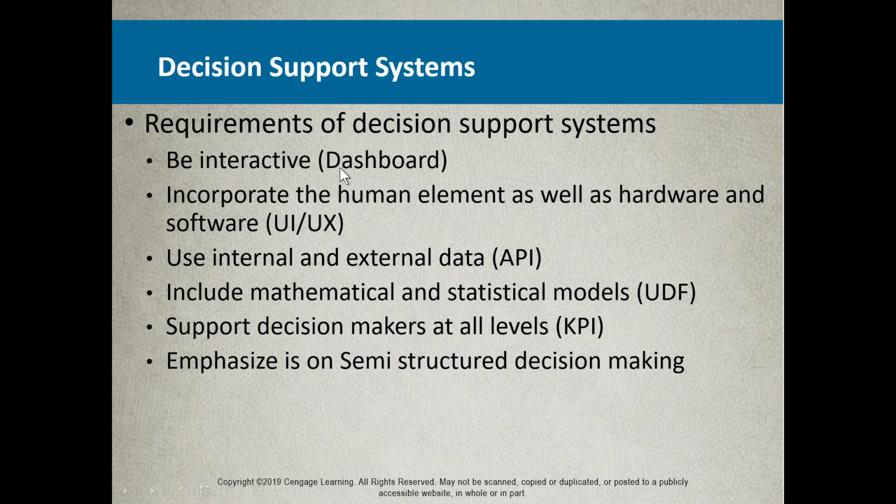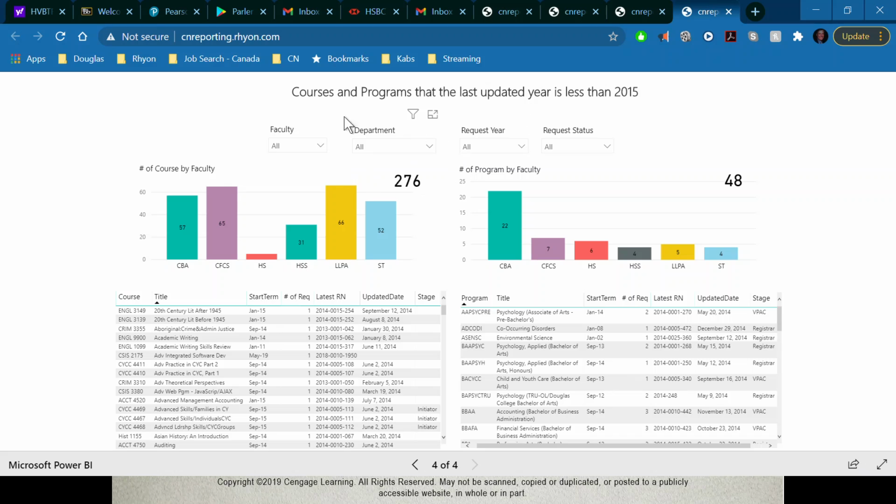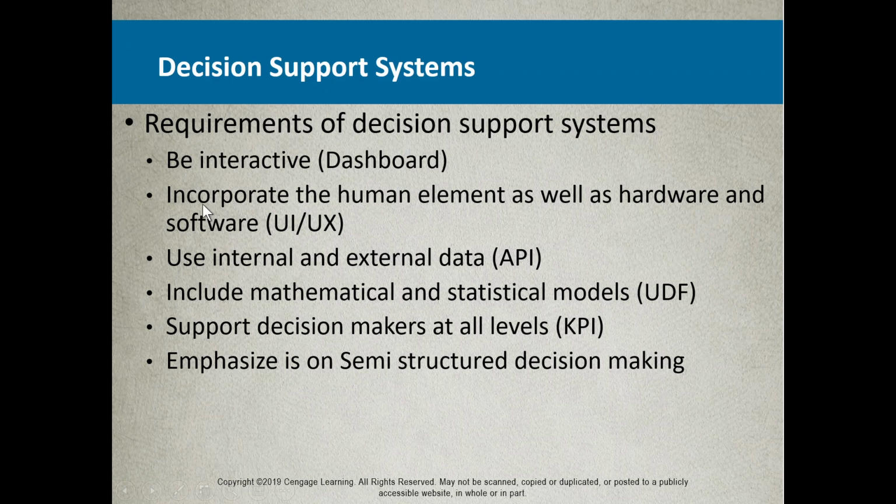They call this the dashboard. You'll see the term dashboard. It means where you run things, like the dashboard of your car. It provides information about how your car is performing, the amount of gas in your tank, the temperature of your motor, etc. So these KPIs also have a dashboard. It incorporates the human elements as well as hardware and software. The user interface and the user experience are two key components, and we have courses based on this.